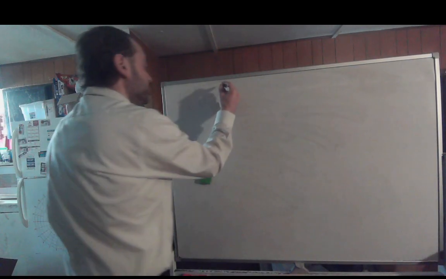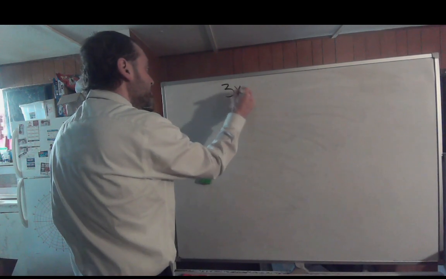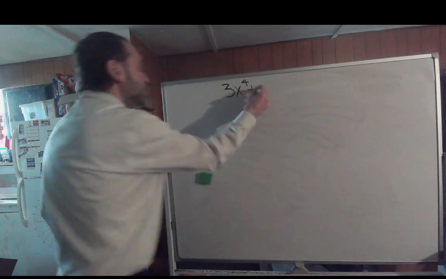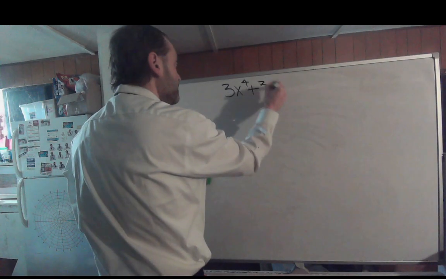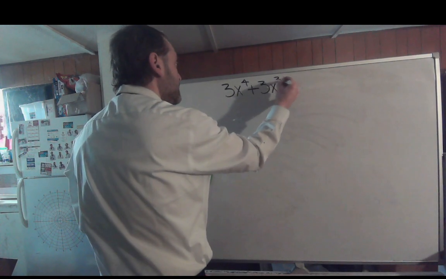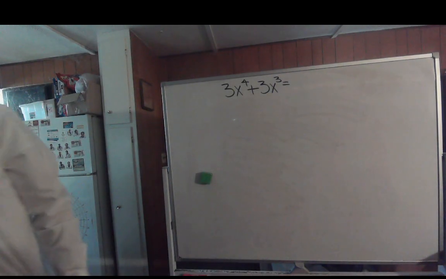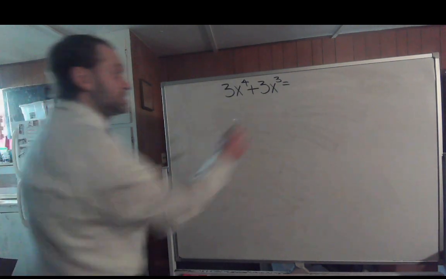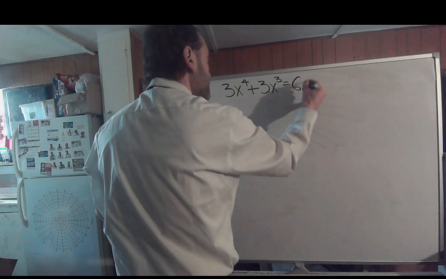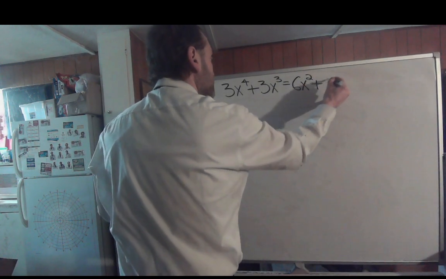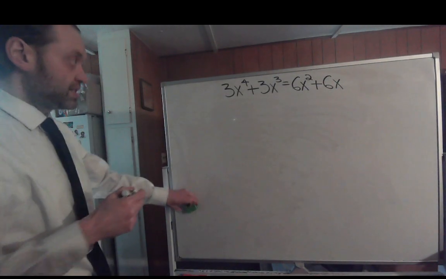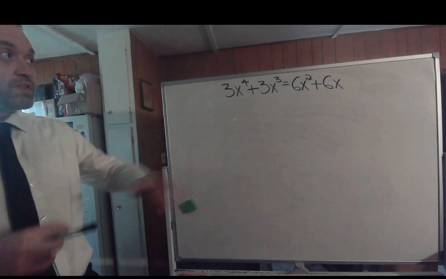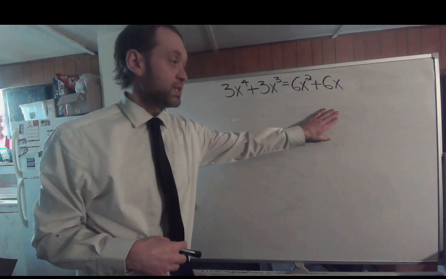Let's see here. 3x to the fourth plus 3x to the third is equal to 6x squared plus 6x. All right, so 3x to the fourth plus 3x to the third equals 6x squared plus 6x.